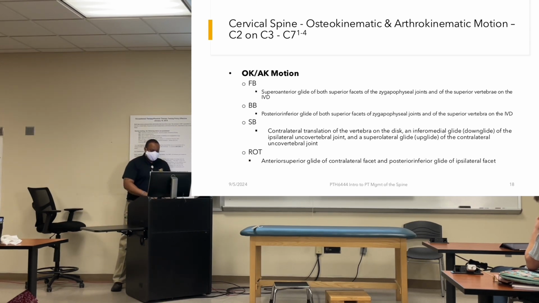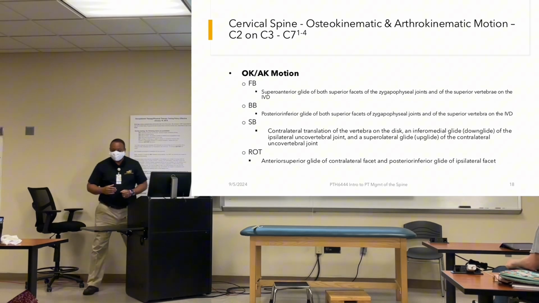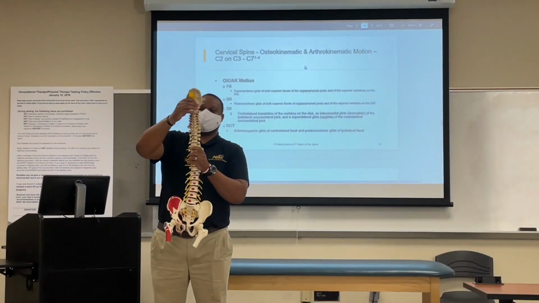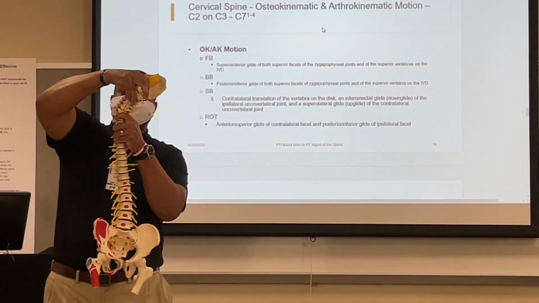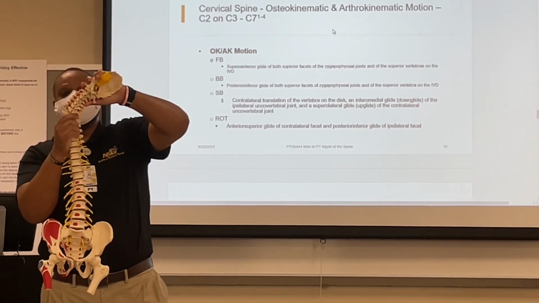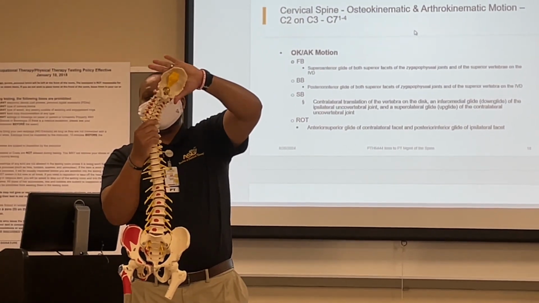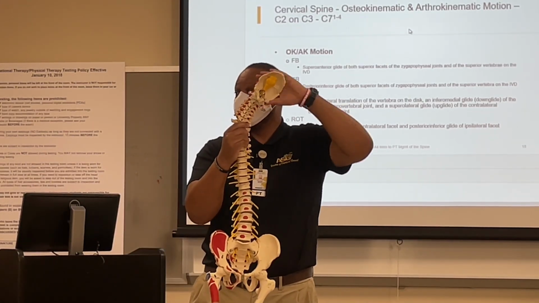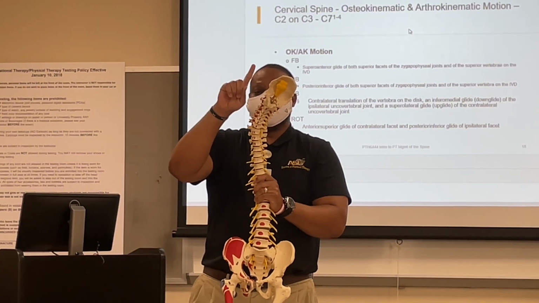All right. With side bending to either side, you're gonna have a contralateral translation of the vertebra on the disc, and so you have an inferior medial down glide of the ipsilateral facet joint, and then you're gonna have a superior lateral up glide of the contralateral facet joint. So we're using the term up glide and down glide. So if I side bend to the left in the cervical spine, on the right side, what I am getting is an up glide of the superior facet on the inferior facet, okay, a zygapophyseal joint. I'm getting an up glide, all right?